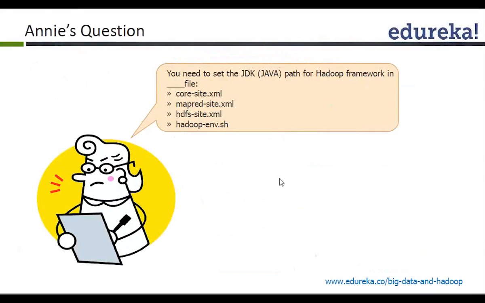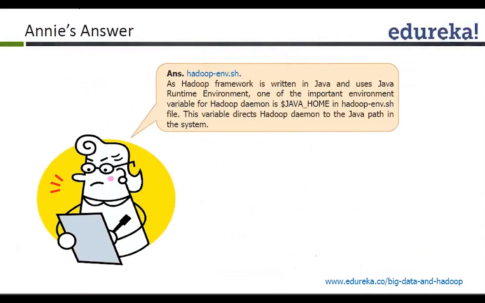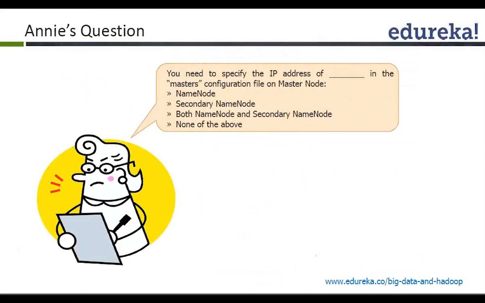So the JDK path should be set in which file? The Java home is typically set in your hadoop-env.sh. And if you wanted to run Java from multiple locations on the client also, it will be there in the bash profile as well. Okay, guys? So please remember it will be in hadoop-env.sh as well as in the bash profile. Since everything is done in Java, the Java runtime environment is a very important environment variable, and this variable directs the Hadoop daemon to the Java path in the system. This is a very tricky question.